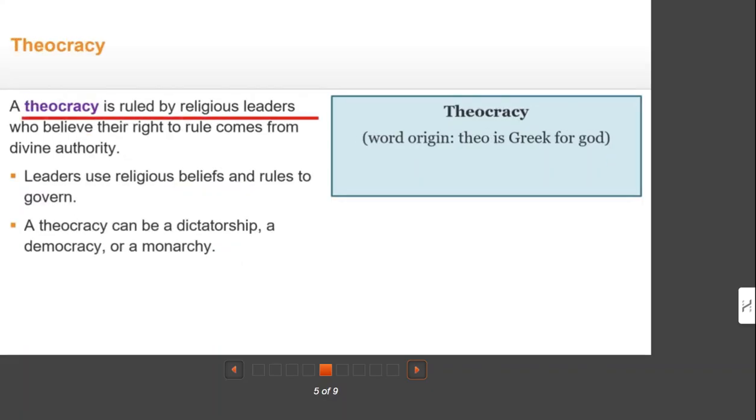A theocracy is ruled by religious leaders who believe their right to rule comes from divine authority. Theo comes from the Greek word meaning God, and in a theocracy, rulers are thought to get their power from God or a divine source. They are thought to be divinely selected and to rule with divine guidance. Therefore, they use religious rules to govern. A theocracy can be a dictatorship, a democracy, or a monarchy.